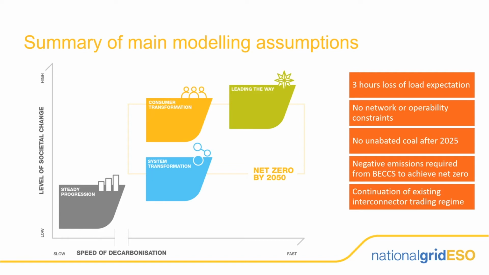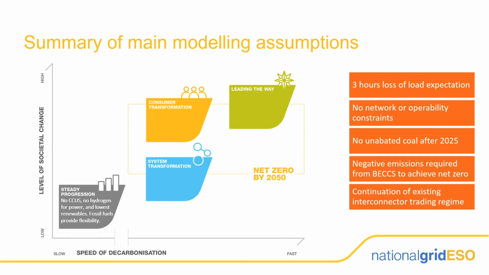Hopefully at this stage you've all seen this scenario framework, but if not, a very quick recap. We have 4 scenarios this year arranged on a 2x2 matrix. On the x-axis is speed of decarbonisation, whilst on the y-axis we have level of societal change. 3 of the 4 scenarios achieve net zero by 2050. Let's start with the one scenario that doesn't, which is steady progression.